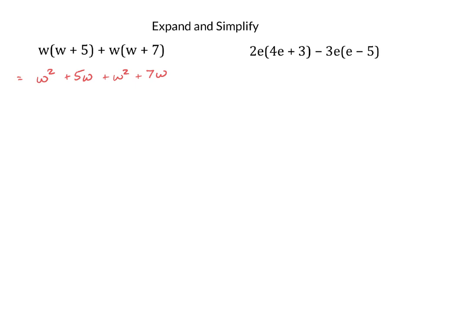Now we need to simplify. That was the expanding bit. You can see we have two terms with a w squared, so that means we simply have 2w squared. And if you look at it, we have 5w plus 7w, so 5 plus 7 is 12, so we have 12w.